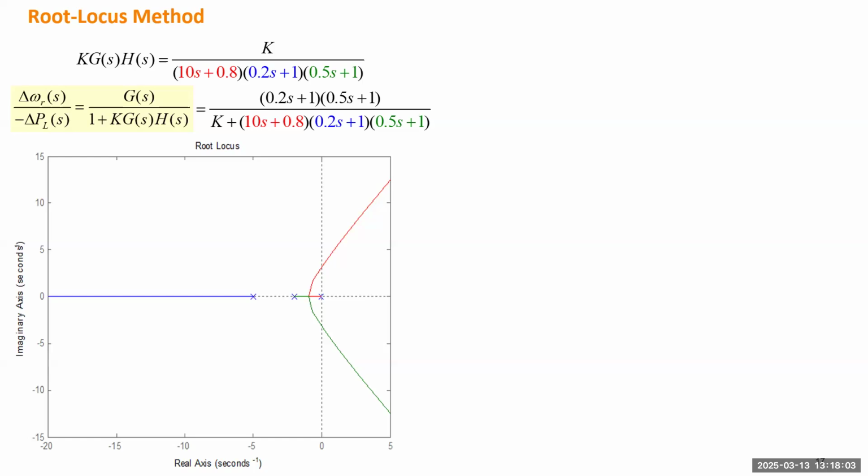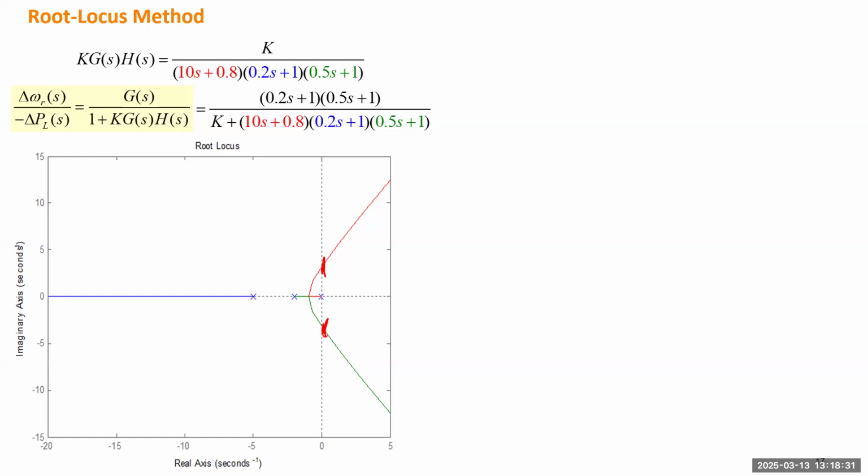Okay, so as we increase k, the closed loop transfer function's poles will move away from those x marks. And the red locus and the green locus will finally intersect with the imaginary axis. The system will become unstable, so we just need to stop there. We need to figure out the k value at those 2 critical points, and that will be the limit of k.